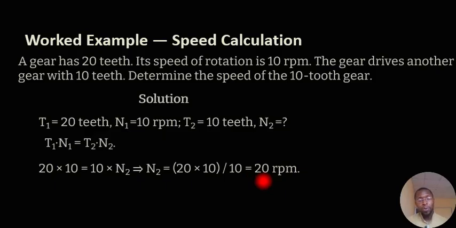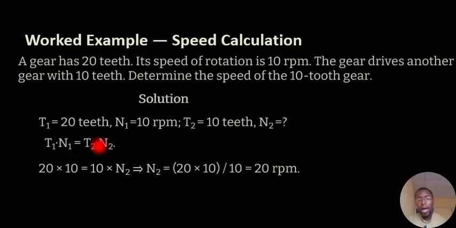It's very simple. There are other cases where the speed of the second gear will be given, and then you'll be asked to find the speed of the first gear. So any of them can be unknown, but only one of the variables will be unknown, while the rest will be given in the question. So take note of that.